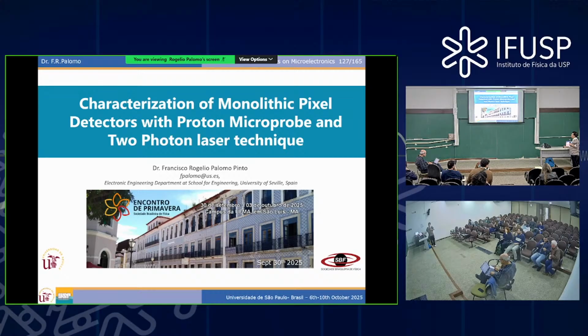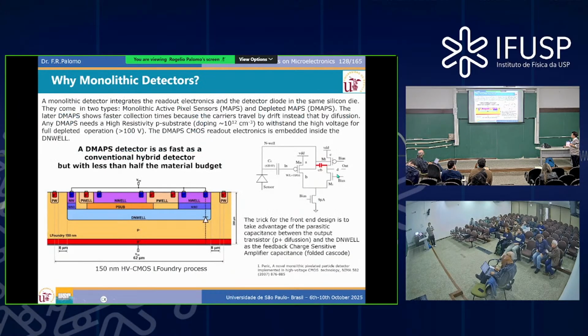So back to CERN. Why monolithic detectors? This was presented as a motivation to the nuclear and particle physics community here in Brazil, just to show them what we are doing in Europe at the moment. Remember, in the previous hour, we saw TCAD simulations about the biasing schemes for monolithic detectors.